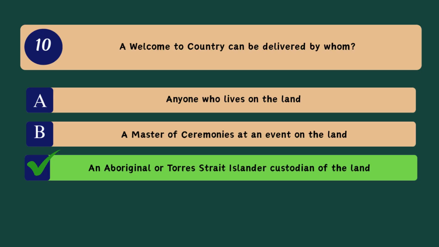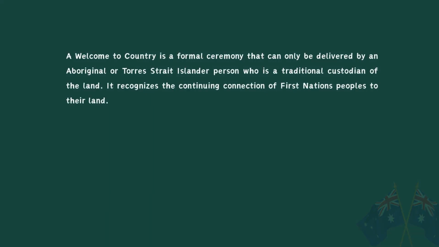Correct answer C. An Aboriginal or Torres Strait Islander custodian of the land. A welcome to country is a formal ceremony that can only be delivered by an Aboriginal or Torres Strait Islander person who is a traditional custodian of the land. It recognises the continuing connection of First Nations peoples to their land.